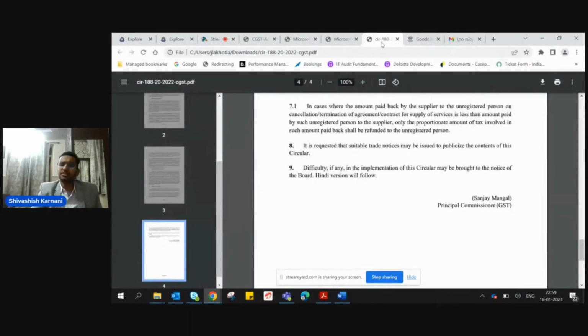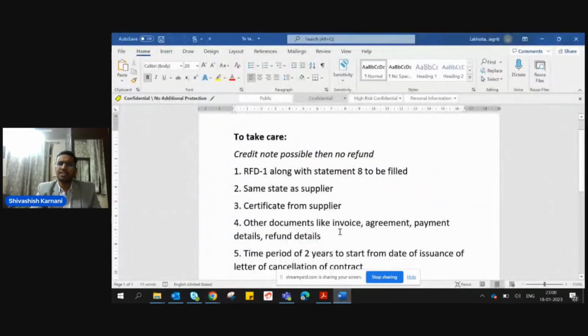I have created a gist of this circular and I am going to post the link of that gist, which can be downloaded, so that you are not required to read the entire circular and you can read the gist of that circular which I have created, so that we can easily file a refund application with the GST department. So what does it say? We have to take care of the following. This is the gist of the circular which has been introduced by the Government of India. I have created this gist. I am going to post the link of the gist in the description of this video so that you can download the gist of this circular.